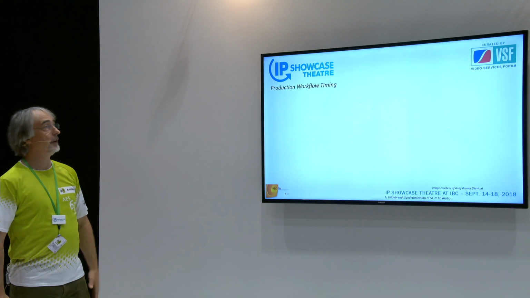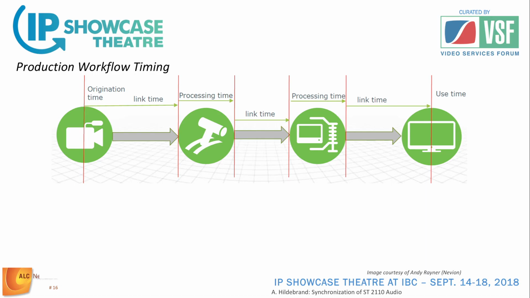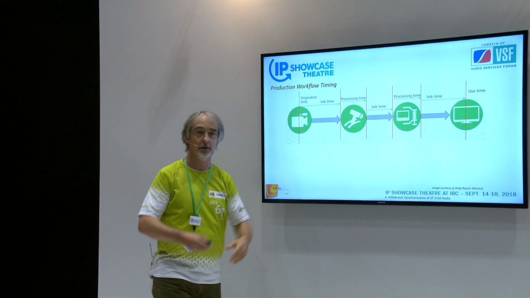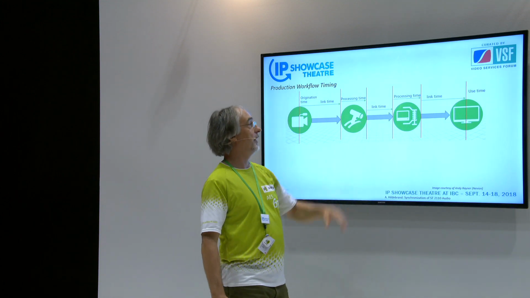Here's a picture of the typical production workflow timing. Let's see, here's a camera capturing an image. We forward it to a processing device or vision mixer. There's processing time, we have another forwarding to another processing device, and so on. Once it finally reaches a usage device, so let's say a display, something where you actually need to synchronize streams again. So we have link times of streams, processing time, and so on.